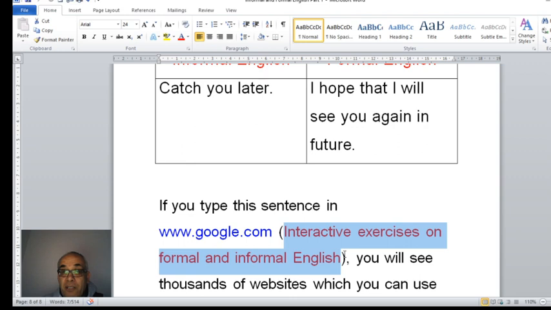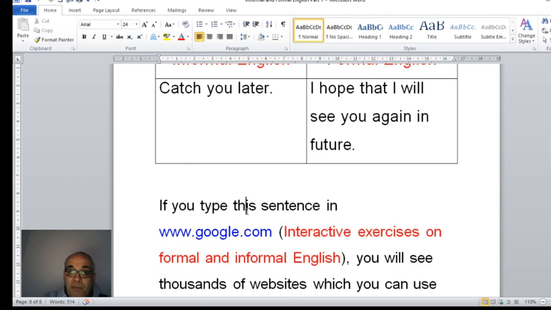I hope you learn from it, and remember, this is only part 1, but I will put many parts on formal and informal English. Basically, formal English is suitable for intermediate level and above, but I gave you today some examples which are good and useful for basic students.